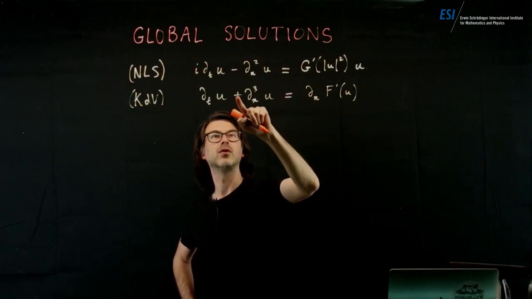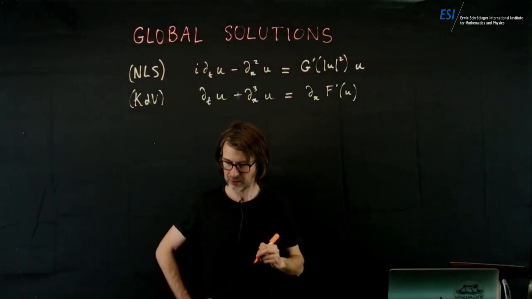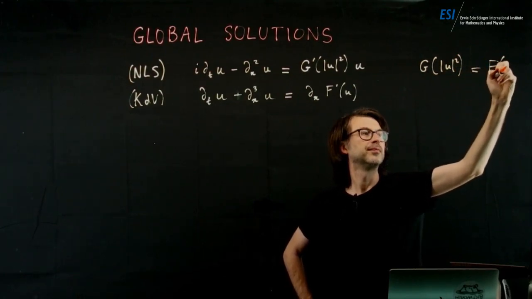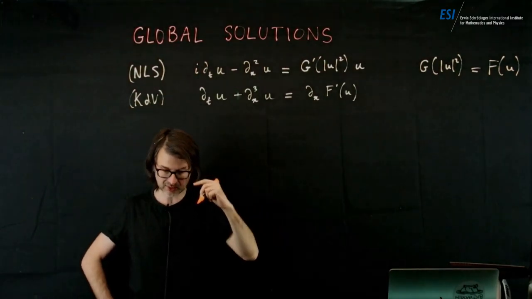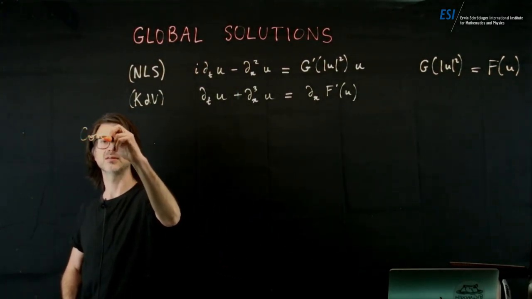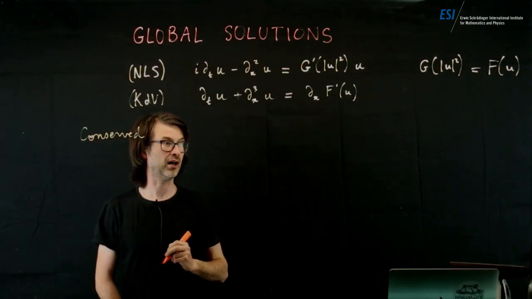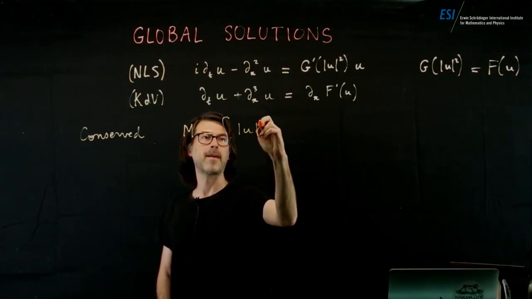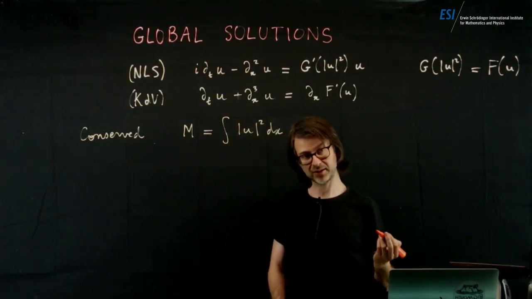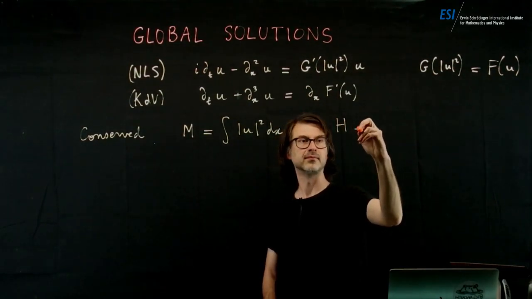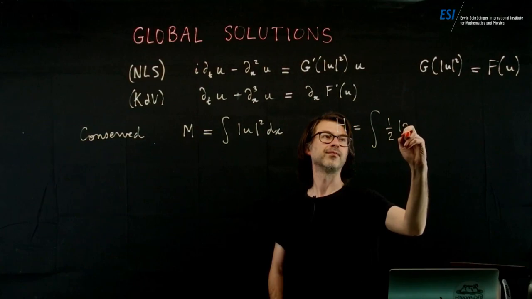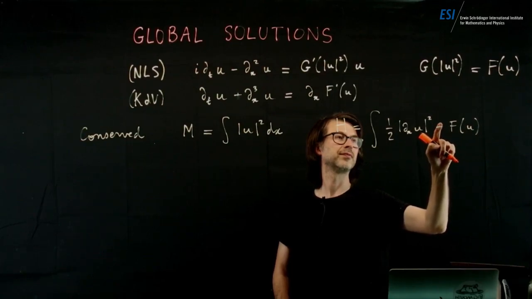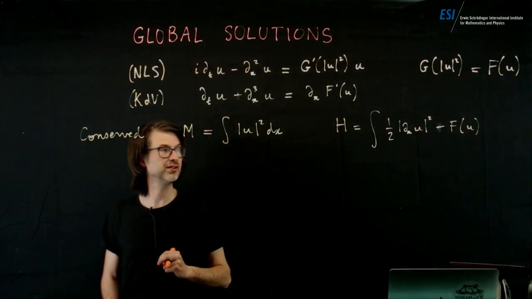So here it's minus, yes, and g of u squared is f of u. Okay, so these are the two models that we're interested in. Remember the conserved quantities are the L2 norm that I call the mass, and the Hamiltonian, or the energy. Right, so this we already discussed.